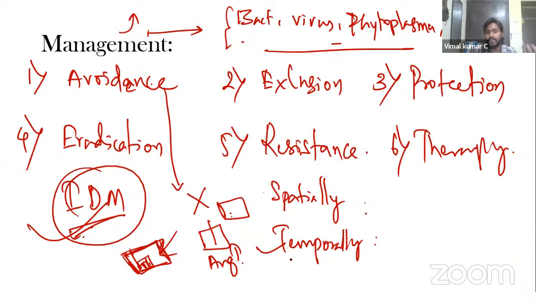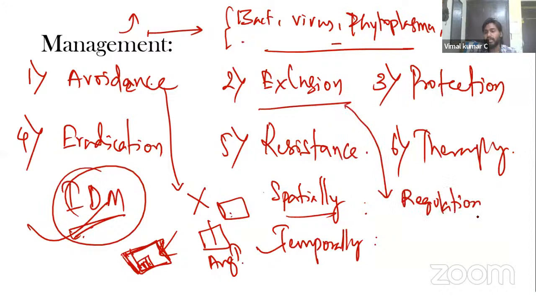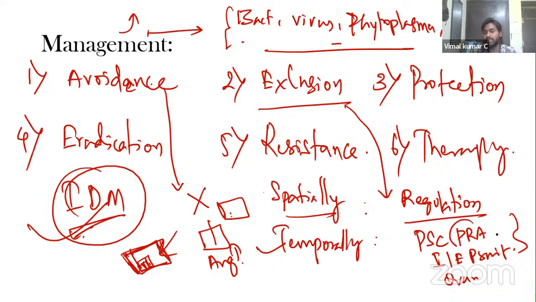Then exclusion is nothing but regulation. Regulation is, for example, providing a phytosanitary certificate, or import or export permits, or doing quarantine. These are the procedures you can follow to prevent the pathogen from being transported or transmitted. Even pest risk analysis is key to having safe cultivation in future. So that is exclusion. Then protection and eradication: protection is making a barrier so that the pathogen should not touch the host.